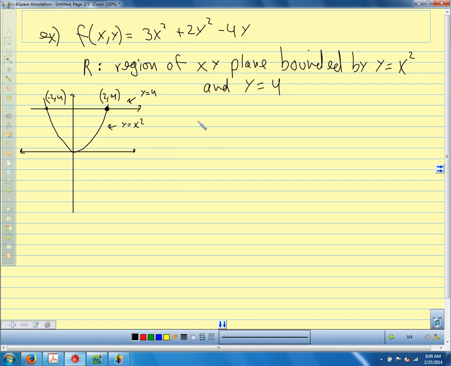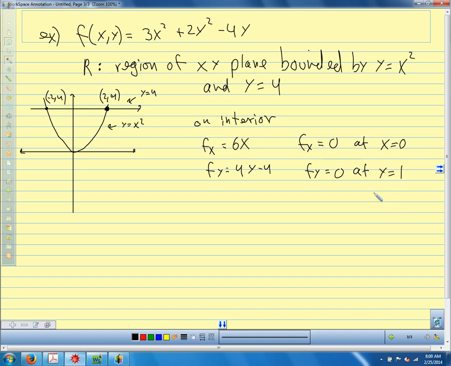So we want to find the critical points on the interior. On our interior, we take our first partials: f sub x equals 6x, f sub y is 4y minus 4. We get f sub x equals 0, nice and easy, when x equals 0, and f sub y equals 0 at y equals 1. So we plug that in at 0, 1, f of 0, 1, and find our function value. Our function evaluates to negative 2. So that's one possible absolute maximum or absolute minimum, f equals negative 2.